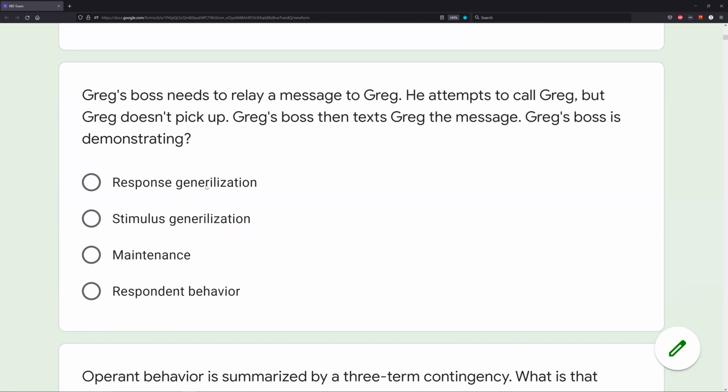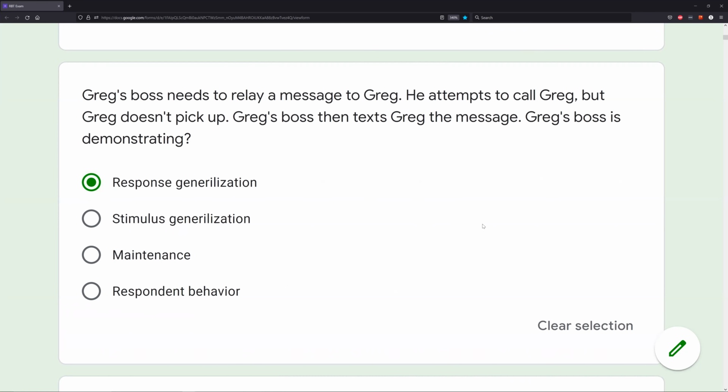What's our rule for response generalization? We have multiple responses for one stimulus. Stimulus generalization, we have multiple stimuli for one response. Of course, here we have our message and then multiple responses. We have a call and then we have a text. Greg is generalizing these responses, okay, across this one stimulus. Greg's boss is demonstrating response generalization.